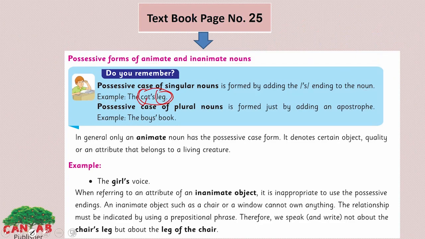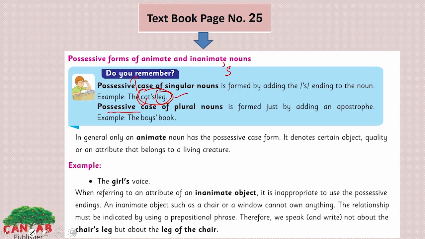So I told you that a possessive noun shows the relationship or the ownership between two nouns or two pronouns. So the leg belongs to the cat. Cat is the owner of its leg here. And we have added an apostrophe and s to show the possession. In possessive nouns, we add an apostrophe and s to show the relationship between the two nouns and pronouns. Here the cat is a singular thing, so we have added an apostrophe and s to show the relationship between the cat and the leg.